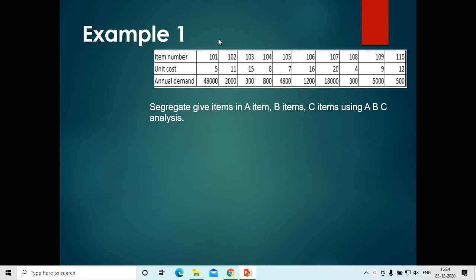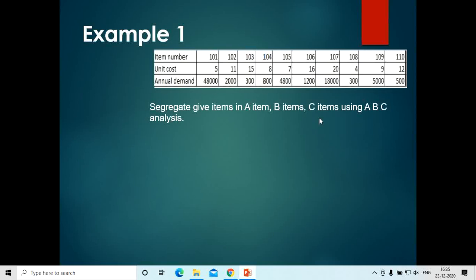Item numbers 101 to 110 are available, in which the unit cost of each item is given to you. Let's say 101 has 5 rupees cost and 102 has 11. Like this, 110 has 12 rupees unit cost. And the annual demand for each year is given: 101 requires 48,000. From this, you have to segregate the A items, B items, C items.